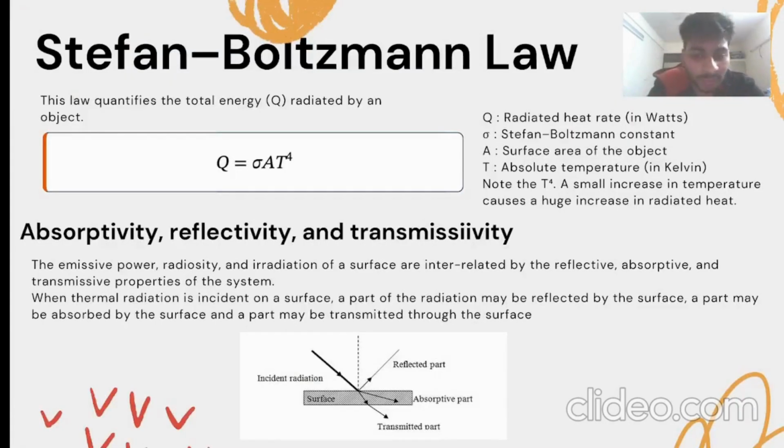Stefan-Boltzmann law. The Stefan-Boltzmann law quantifies radiative heat transfer. It says that the radiated energy is proportional to the fourth power of the absolute temperature.